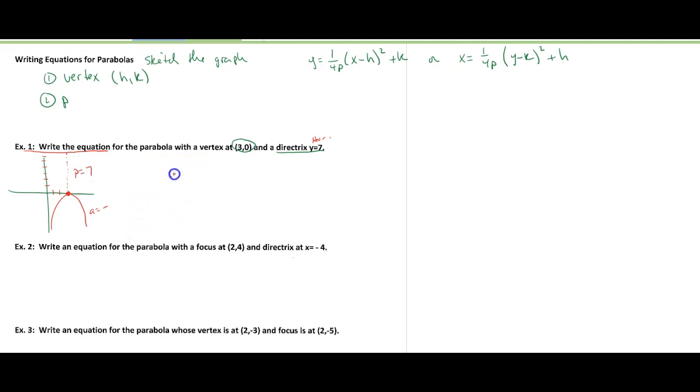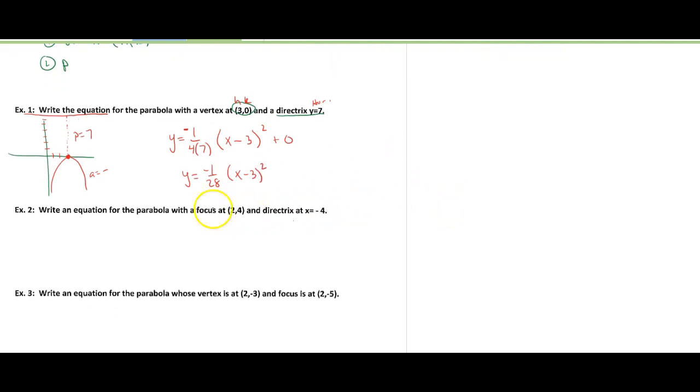So right away I know it opens up or down, so it's y equals 1 over 4 times, what is p? 7. But that's going to be negative because it opens down, times x minus, here's h, here's k, so it's minus 3 all squared plus 0. If I simplify this, it'd be negative 1 over 28 times x minus 3 all squared.